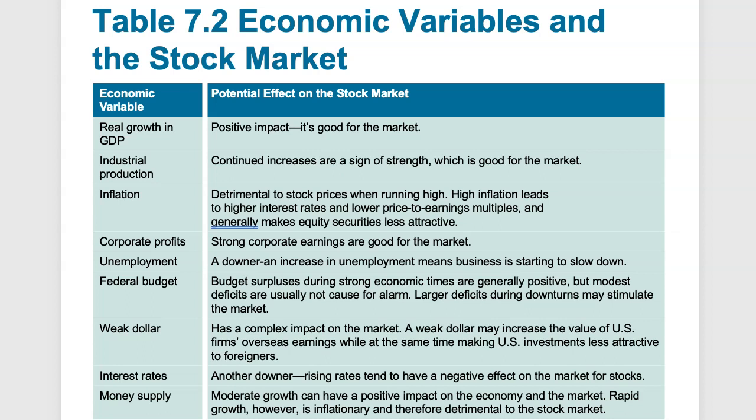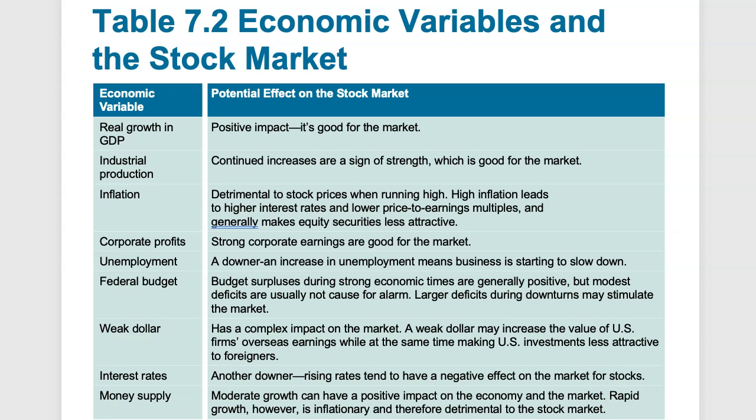If we see growth in GDP, that's going to be good for the stock market. If we see increases in industrial production, that's going to be good for the stock market. Now, with inflation, a small amount of inflation, 0 to 3%, usually isn't too harmful. But what we don't want is high inflation, because that usually is very bad for stocks.